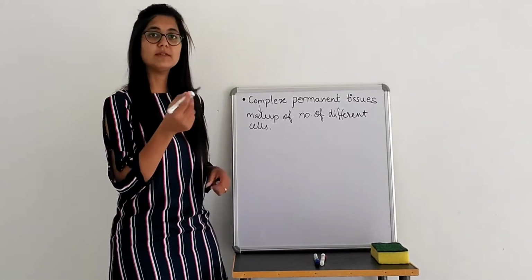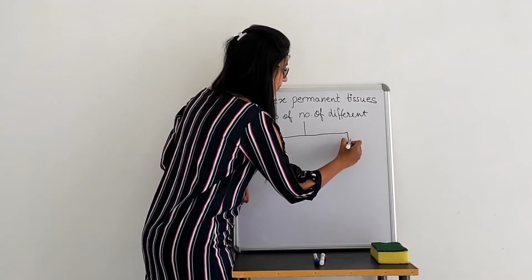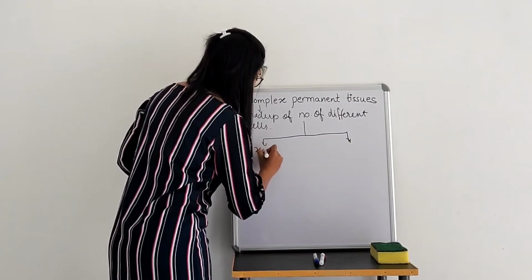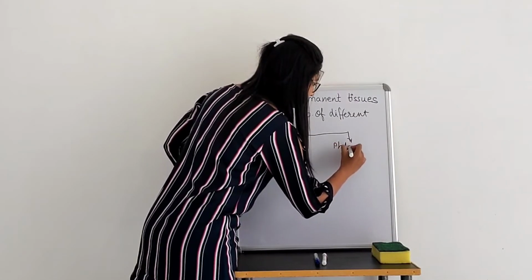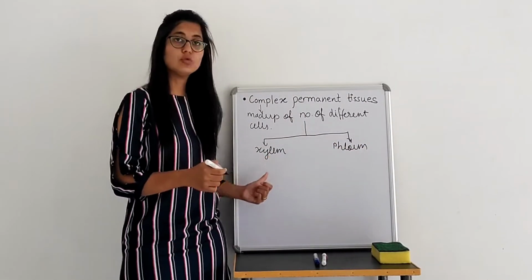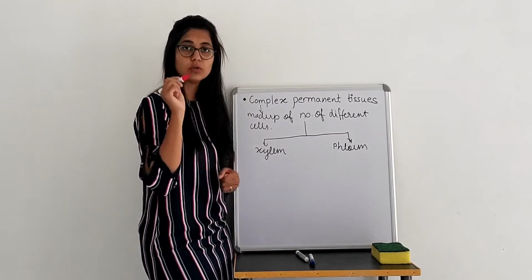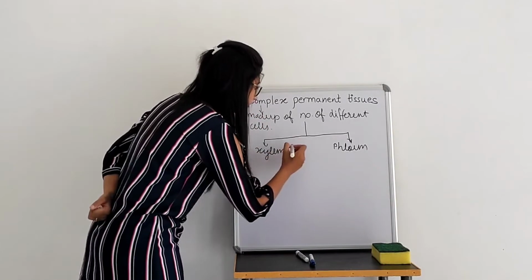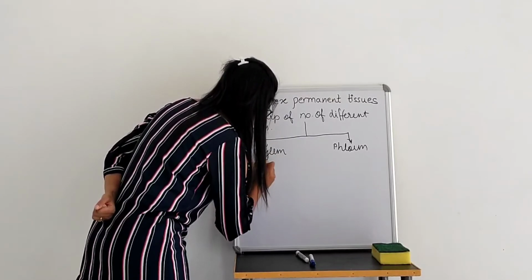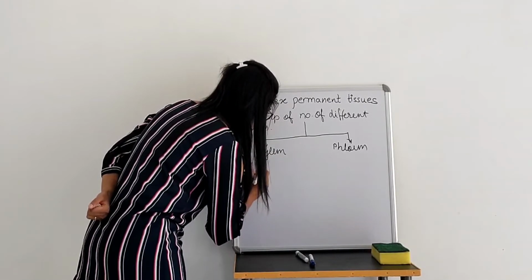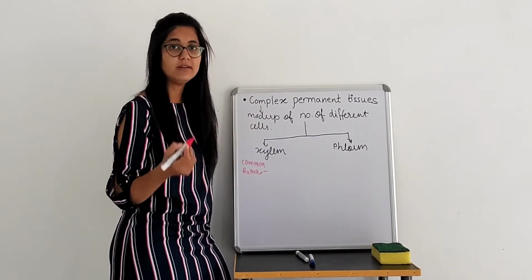So mainly in the previous flowchart also we saw there were two examples of complex permanent tissue in plants. First one was xylem, second one was phloem, right? So two main tissues, xylem and phloem. The common feature of both xylem and phloem is that they comprise the conducting tissue and vascular tissue.